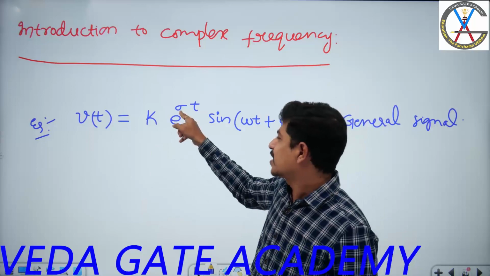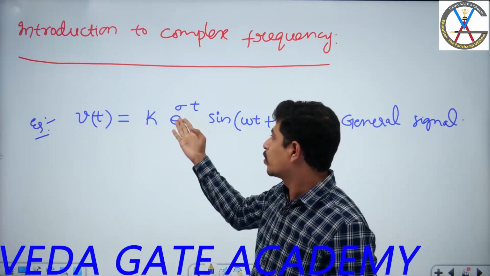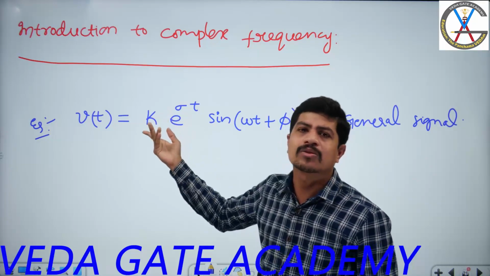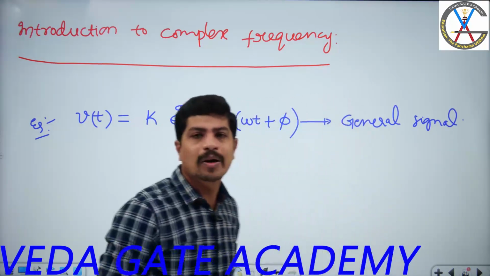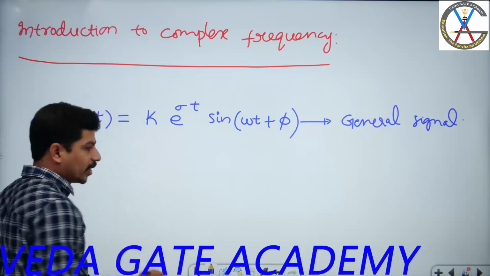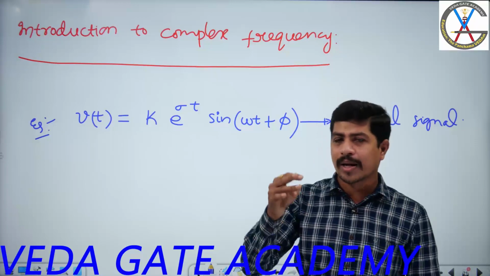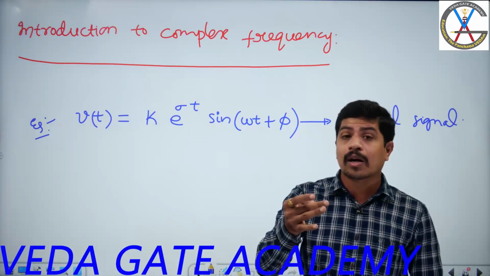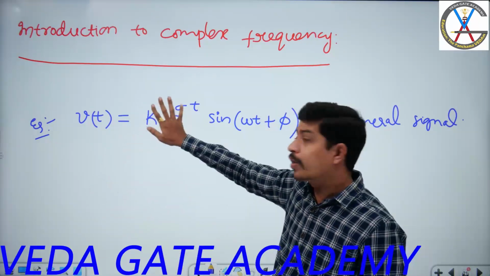What is this sigma t? Sigma may be any value. Suppose this is e power minus 2t, what is sigma? Minus 2. Suppose this is 1, what will be sigma? Sigma equal to 0. Now, I told you one point: any signal of your requirement, either DC or exponential or sinusoidal or exponentially decaying sinusoidal waveform, you can get from this one.